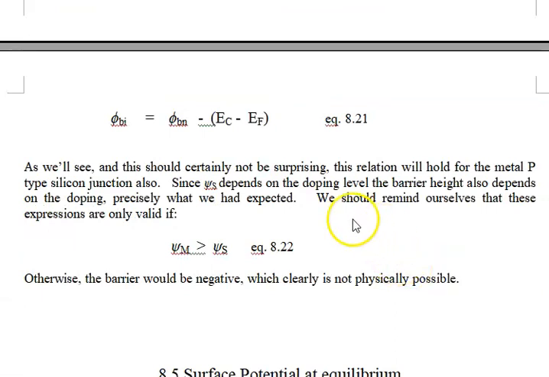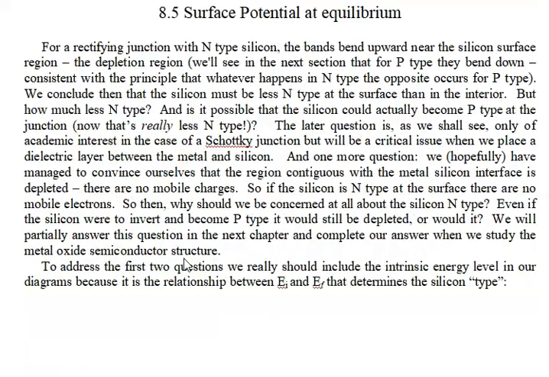Okay, and we should remind ourselves, and this is a big deal, that phi_m for all this analysis must be greater than phi_s. If the opposite is true, if phi_s is greater than phi_m and electrons are transferred from the metal into the semiconductor, then we have what we call a non-rectifying junction, or even an ohmic junction, and that's the second case. That's basically case 2.